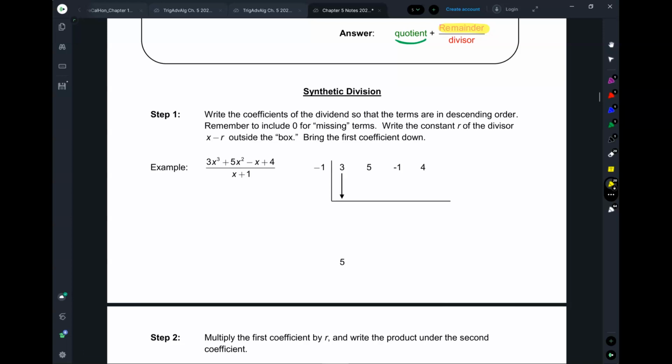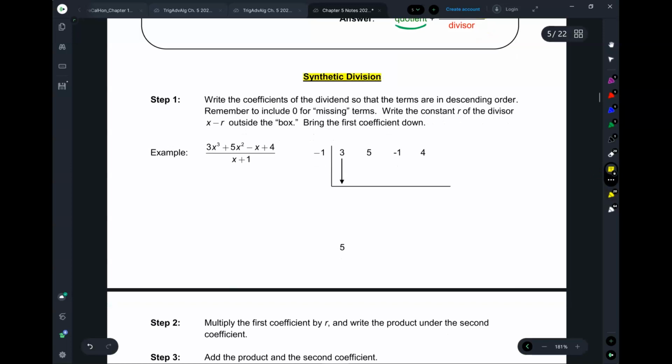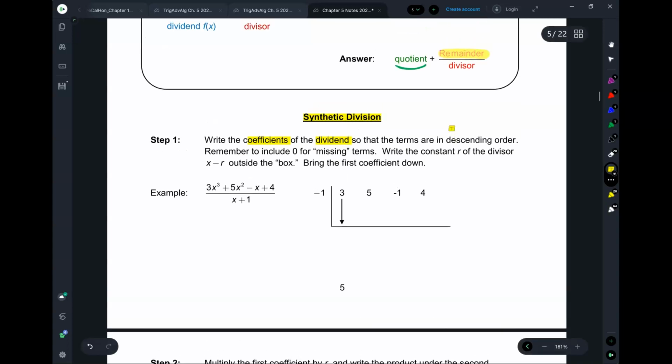So here we go. To do synthetic division, you're going to write the coefficients of the dividend, the f of x, the numerator, so that the terms are in descending order. So for example, take a look here. This is your dividend. This is the f of x that you're dividing. First, check to see that the exponents are in decreasing order: x to the power of 3, 2, 1, 0. Okay, now write the coefficients: 3, 5, -1, 4, as separate entities.